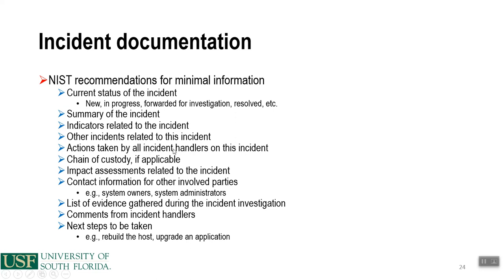Other incidents related to this incident, actions taken by all incident handlers on this incident, chain of custody if that's applicable, impact assessments related to the incident, contact information for involved parties, so for example the system owners, system administrators, and so on, a list of evidence gathered during the incident investigation, comments from the incident handlers, and the next steps which need to be taken. So do we need to rebuild a host? Do we need to upgrade an application? Do we need to improve password privacy policies? You know, that type of thing.